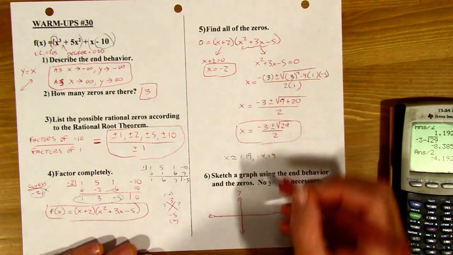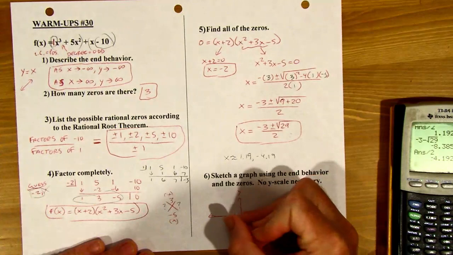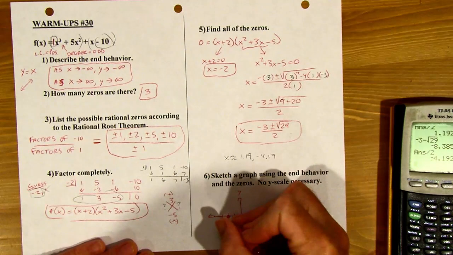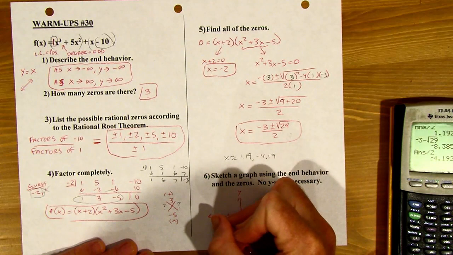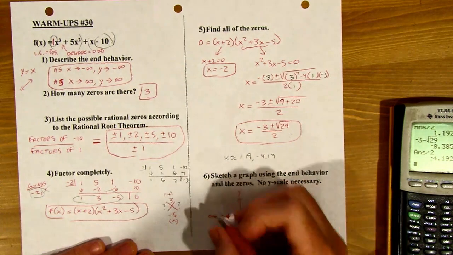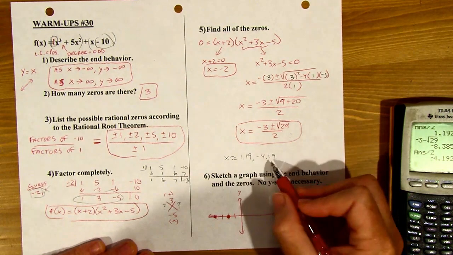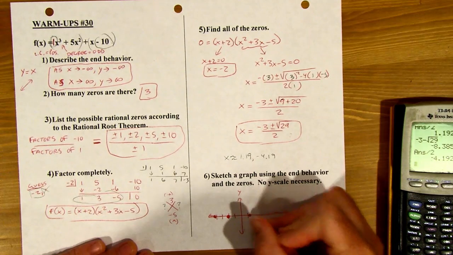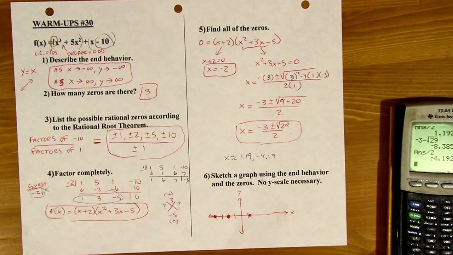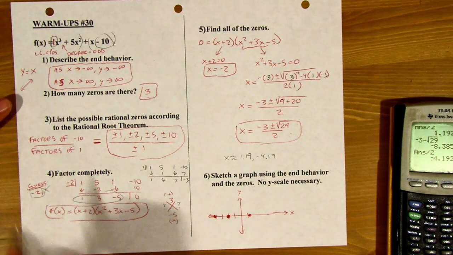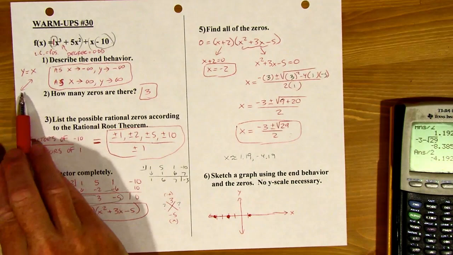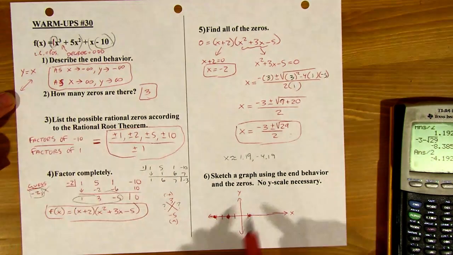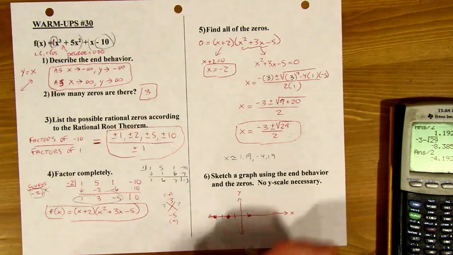So I've got one at -2. I've got one very near -4. I'll just put it right to the left of -4, something like that. And then I've got one very near +1, just to the right of +1, something like that. And then I'm going to put that together with the end behavior, which there's a little picture of it. I'm going to start low at the left side. I'm going to end up high. And I'm also going to cross the x-axis at these 3 places.